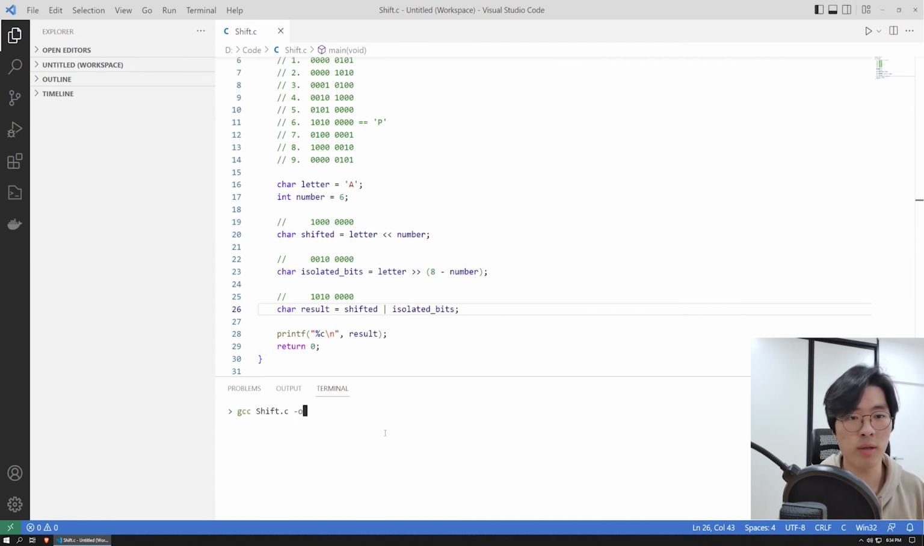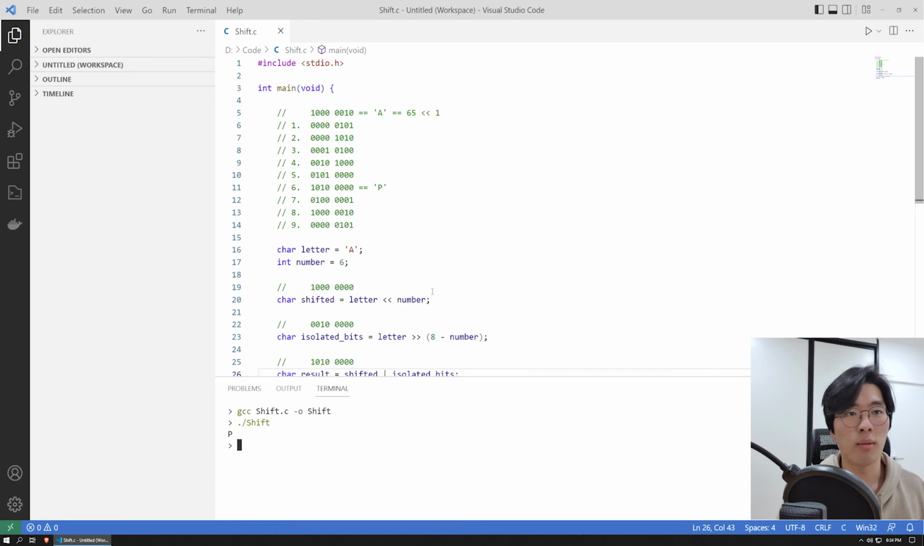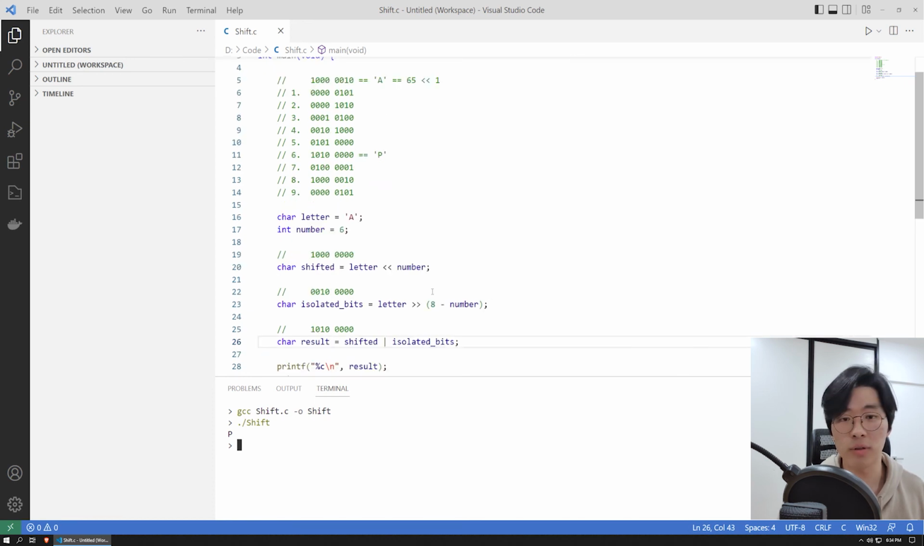We can test that by compiling it, and let's run it. And there you go, capital letter P. And that is how you cyclic left shift in bitwise operations.